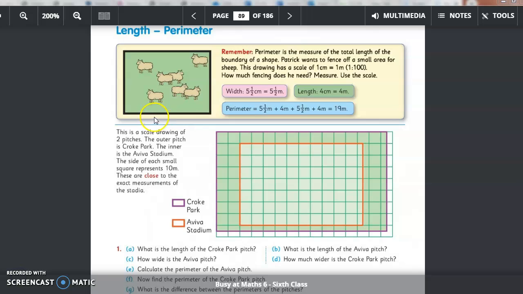That's known as scale. So to find the perimeter, you would add all these different sides together to get the total perimeter. This is known as the length, this is the length, this is the width, and this is the width.